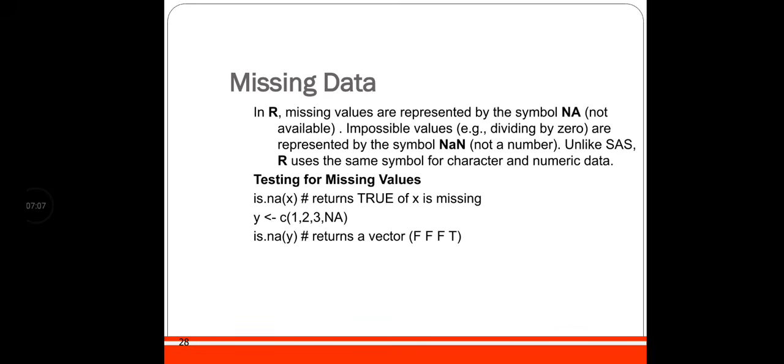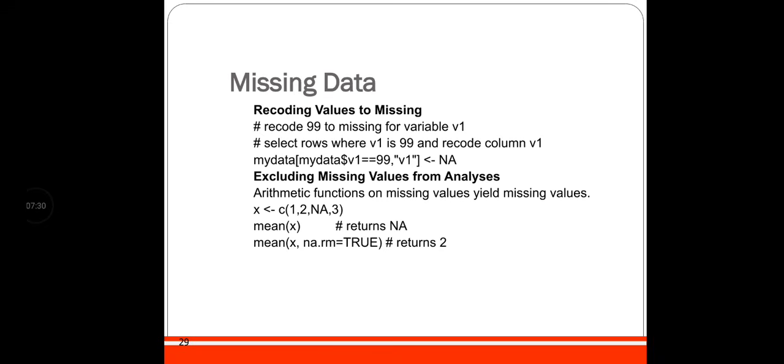Missing data. Missing values are represented in R using NA, while invalid calculations produce NaN. Functions like is.na, na.omit, and complete.cases help identify and remove missing values. We can also calculate statistics while ignoring missing values by using the na.rm equal to TRUE option.